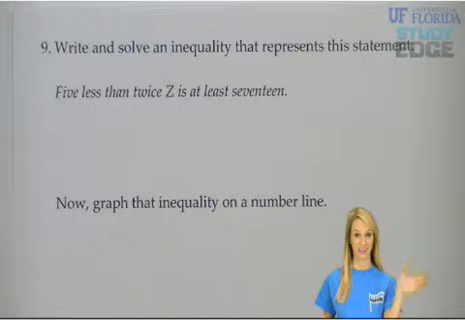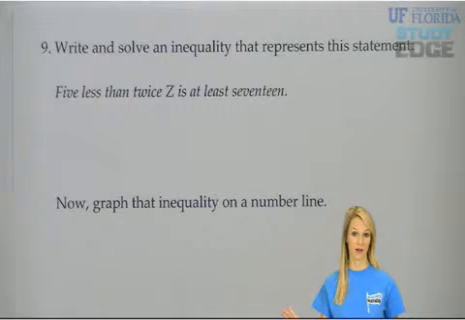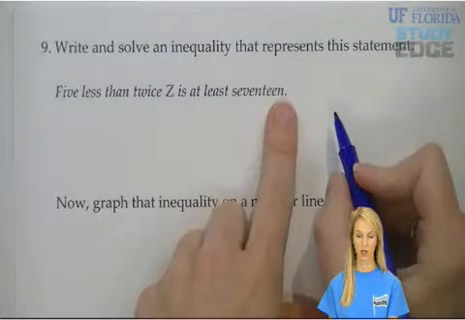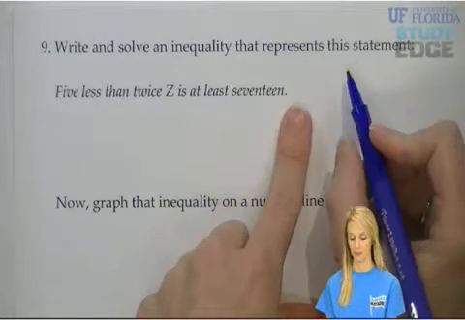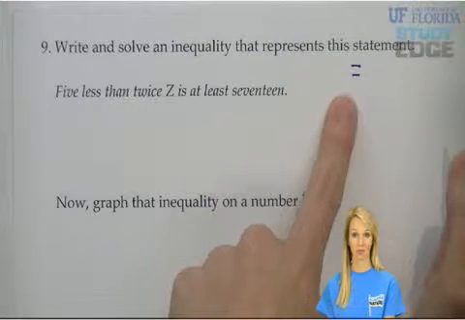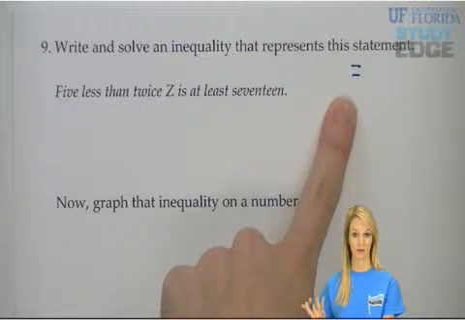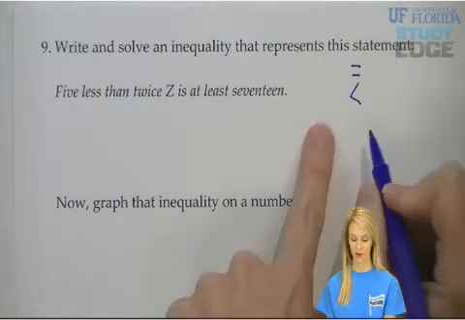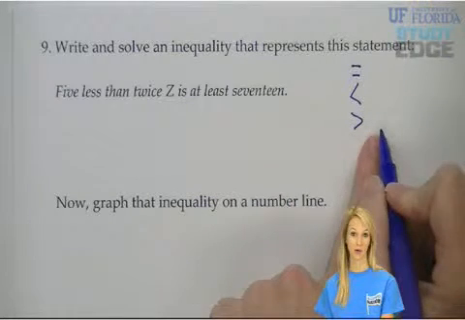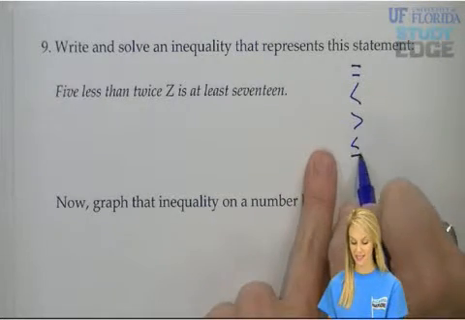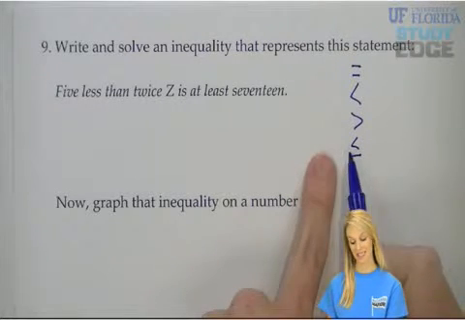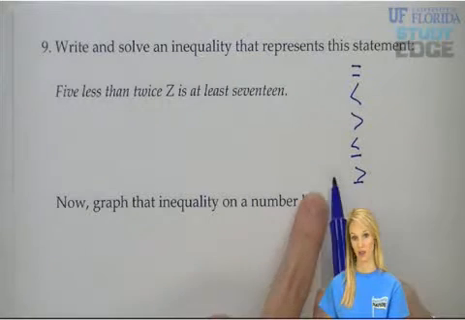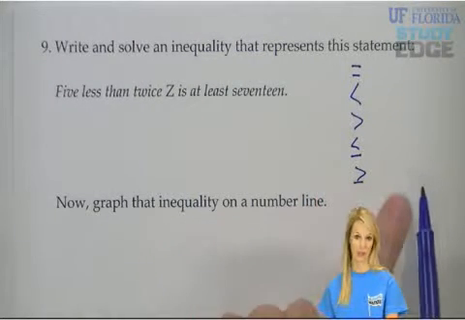So we're setting this up as something is at least something else. Let's start with our inequality. What could be the possible signs that we have set up? Well, we could have an equal to. If that's the case, we're being told something is equal to something else. We could have a less than. Whatever's on the left is less than what's on the right. We could have a greater than. Whatever's on the left is bigger than what's on the right. We could have a less than or equal to. So something is at most what's on the right. Or we can have a greater than or equal to. Whatever's on the left is at least as big as what's on the right.